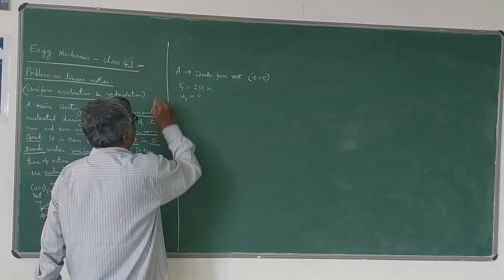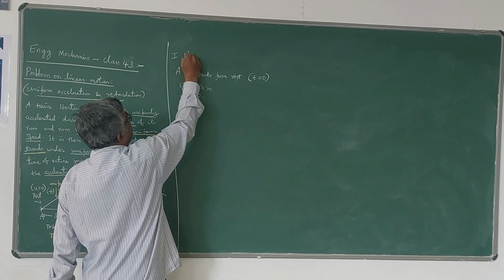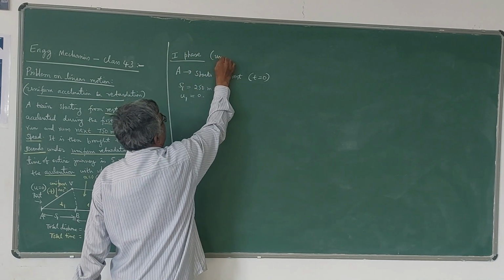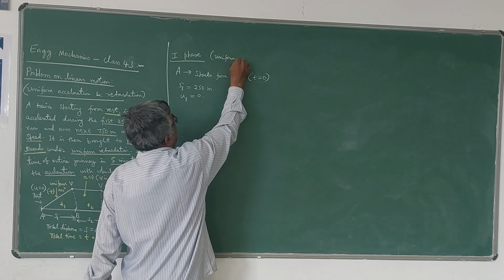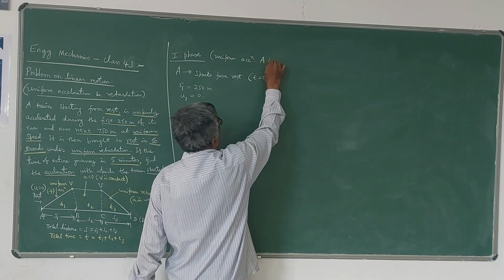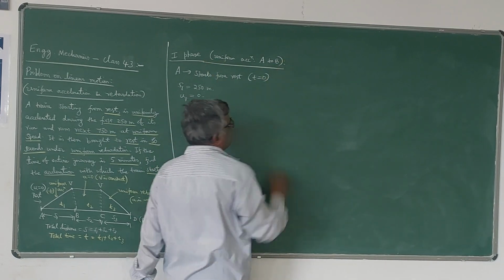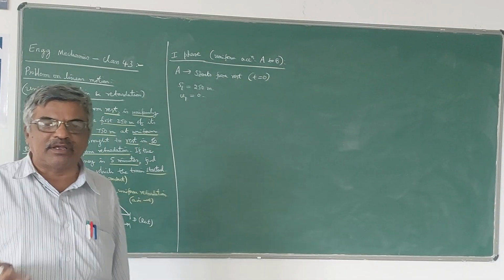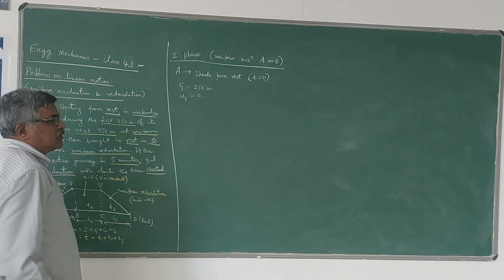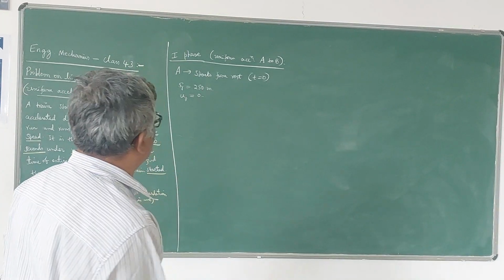I will take it as u1. Now let me take like this. The first phase is the case of uniform acceleration, the body is traveling from A to B. So you have to understand this problem clearly. There are so many parameters here. Distance is a parameter, time is a parameter, velocity is a parameter, acceleration is a parameter. Some of them may be given, some of them may be asked. So the procedure may be the same.